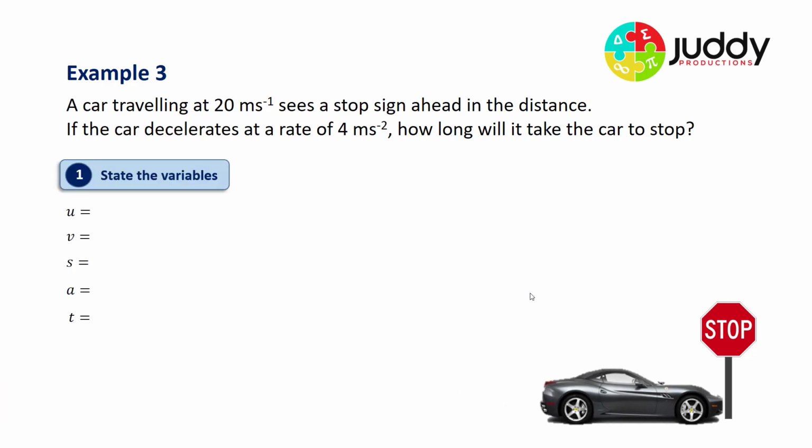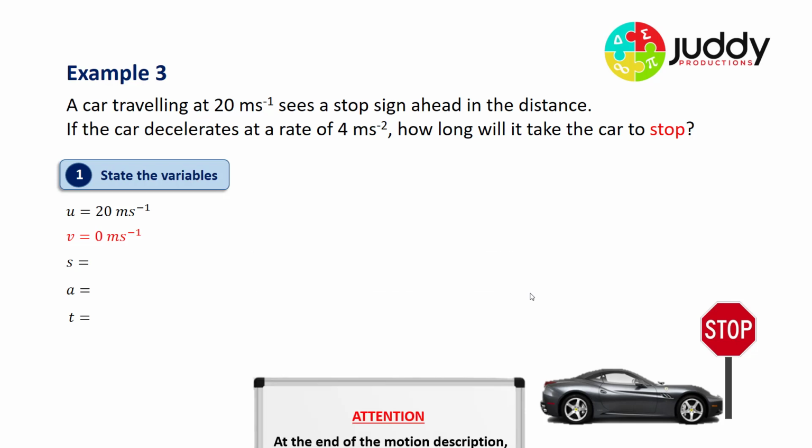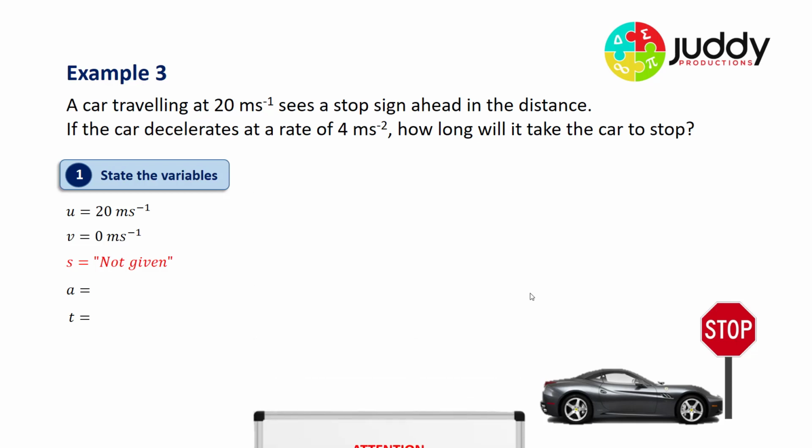So let's state our variables. Initially, it says that the car is traveling at 20 meters per second. That's the start to our description. Its final velocity is 0. At the end of the motion description, the car stops. This represents a final velocity of 0 meters per second. The displacement is not given. There's no mention of displacement or s in the description. Acceleration is negative 4 meters per second.